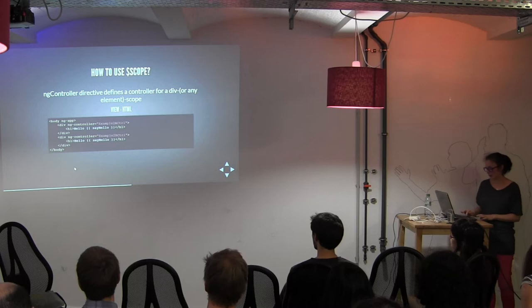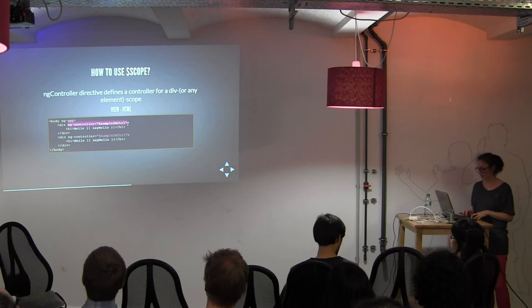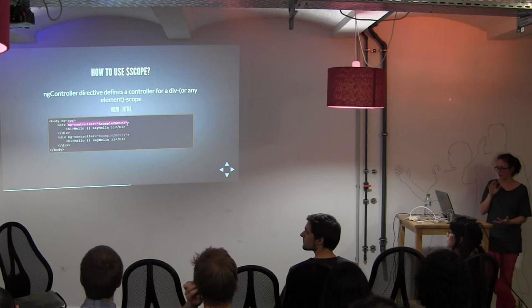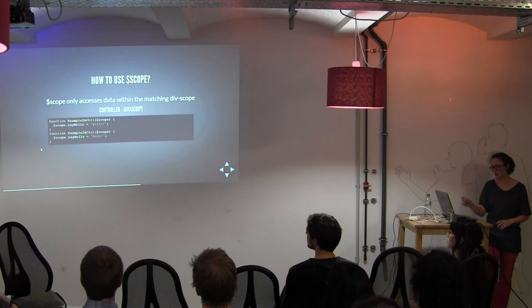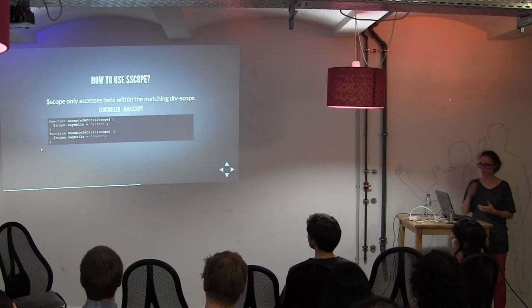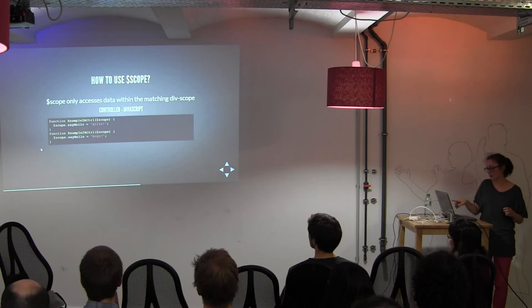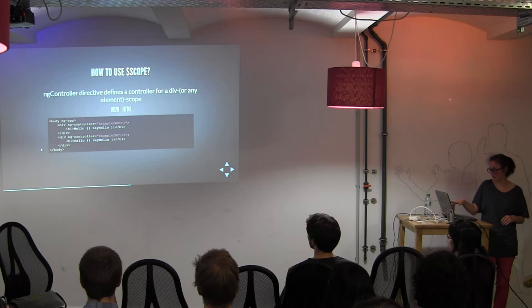Well, first, in your view, you have to define here your ng-controller attribute, and define the controller on this div. And everything that would be inside this div would be the scope matching the function example to a controller in your controller JavaScript file. So the dollar scope inside this function will only access the scope inside this div.